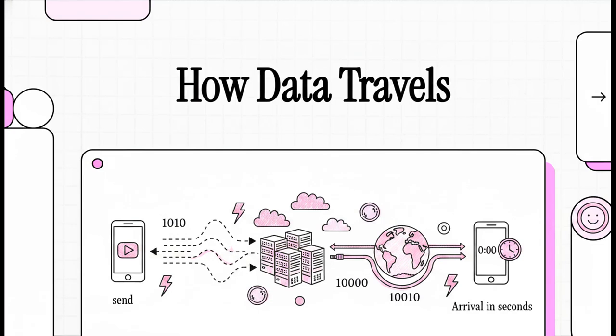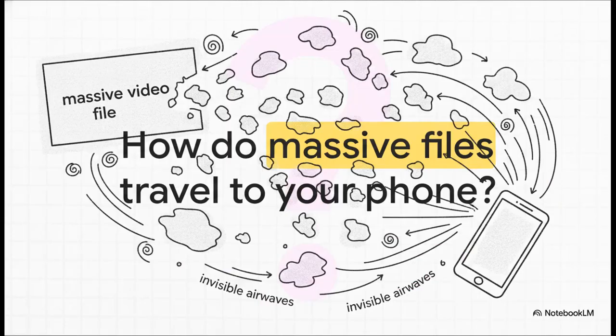Before we even look at the details today, I want you to take a quick second and just imagine something for me. Think about the massive, mind-bending logistical challenge of sending a huge, high-definition video file to a friend sitting halfway across the world. You tap send and boom, it arrives in seconds. It literally happens in the blink of an eye. But the actual mechanics behind that one simple action, they are absolutely wild. So how exactly does a massive video file squeeze through those invisible airwaves right to your phone?